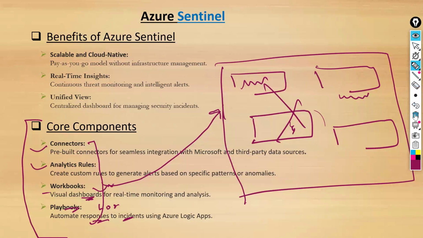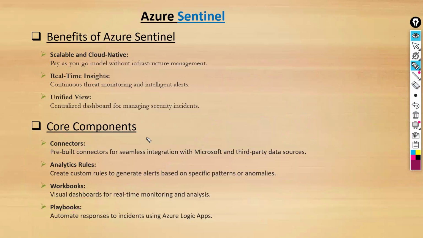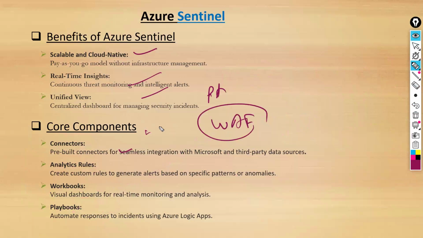Okay. Now, these are the components on that ISO. Benefits, we also discussed: scalable, real-time, unified dashboard, core components, connectors, right? Like I'm connecting my Palo Alto firewall, or I'm connecting my WAF. Then I also need to run the Azure WAF, let's say, which is an inbuilt solution of Azure. Then what steps do I need to do?